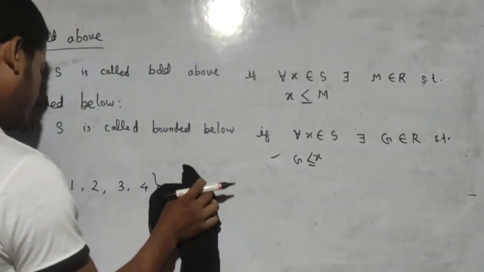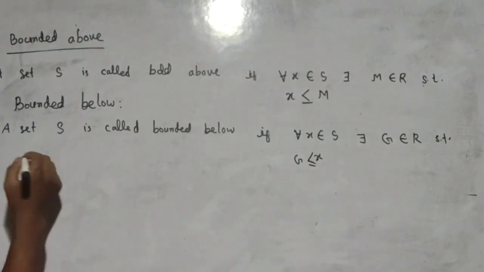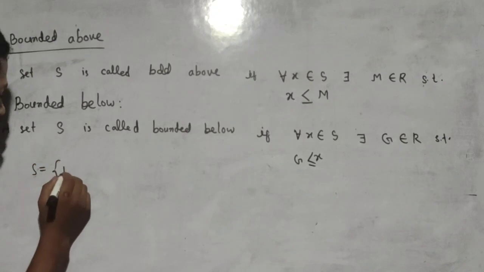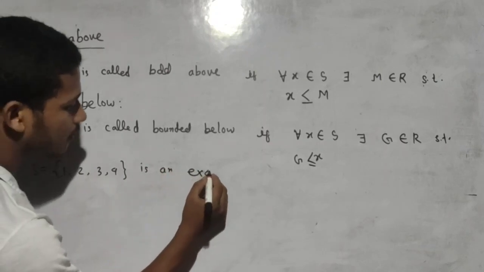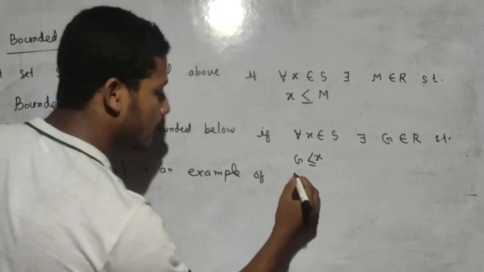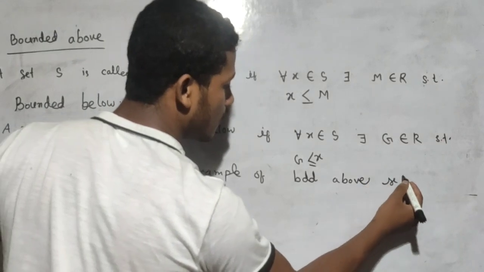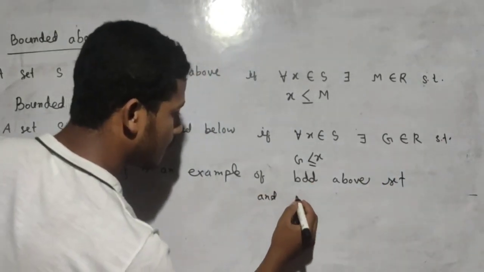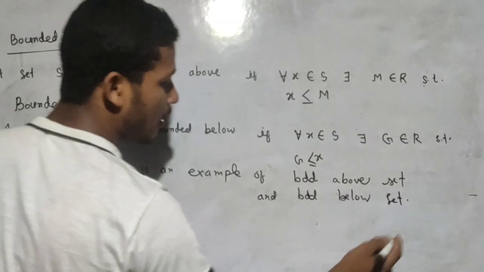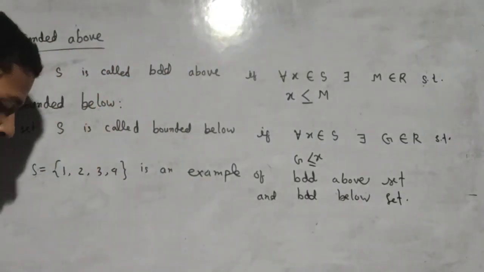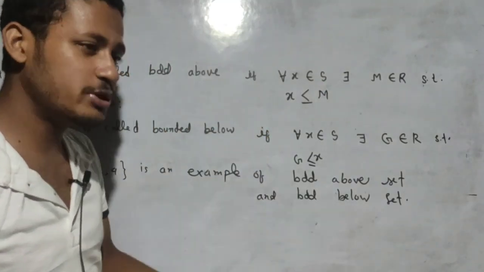So I removed this, and now I will write: S equal to {1, 2, 3, 4} is an example of a bounded above set and a bounded below set. It is bounded below and also bounded above, both. If it is bounded above, we call it a bounded above set; if it is bounded below, a bounded below set.